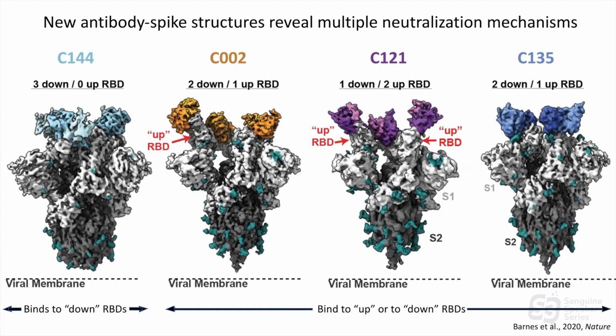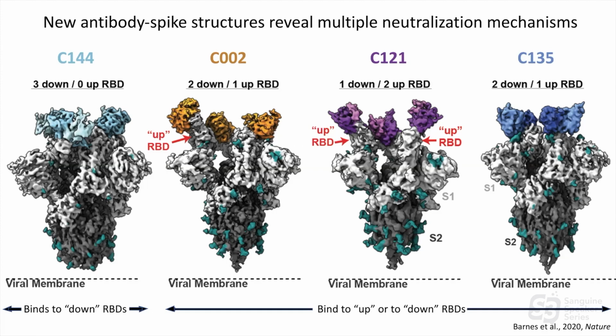Okay, so I'm only going to show you 4 of the new structures, but they're all in this paper that is now out. So the first, and these are examples. So C144, for example, binds only to down RBDs, and we found the C144 Fabs, now shades of blue, bind 3 C144 Fabs to 3 down RBDs.